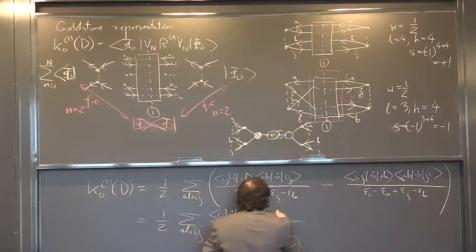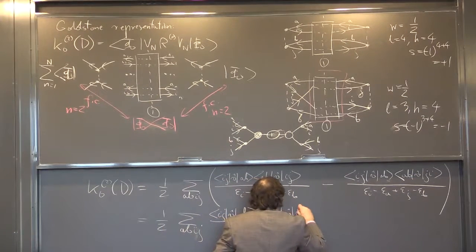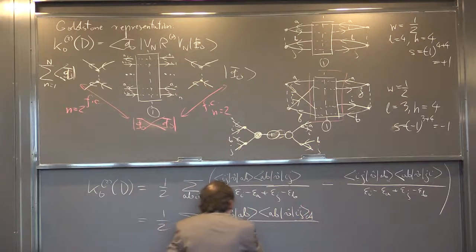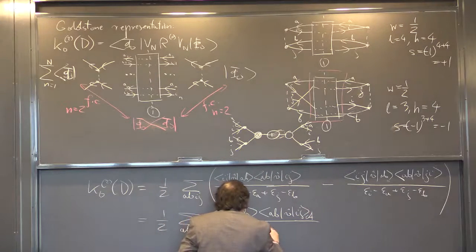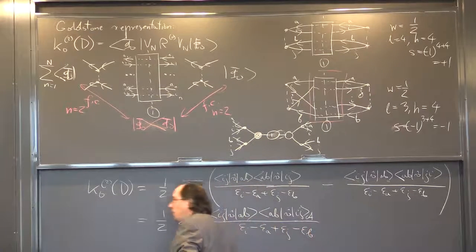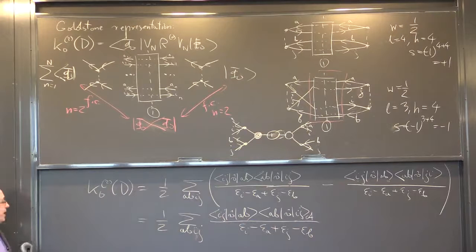So I can write AB V IJ with an antisymmetrization symbol, and then the denominator is of course shared. Not a surprise here at all. So that's what you end up with. So that would be a Goldstone calculation for it.